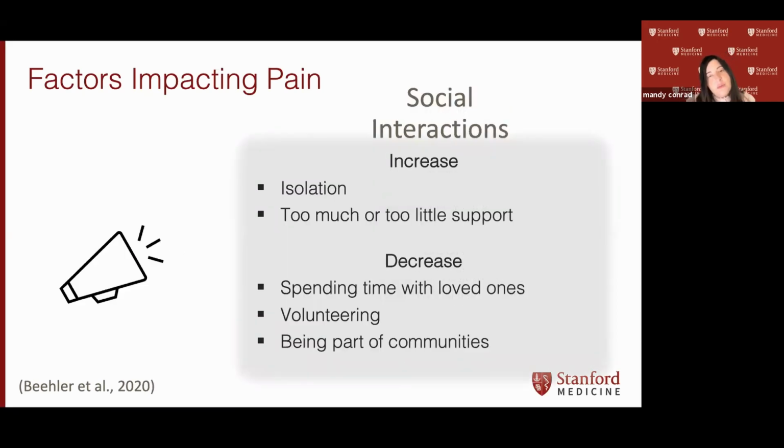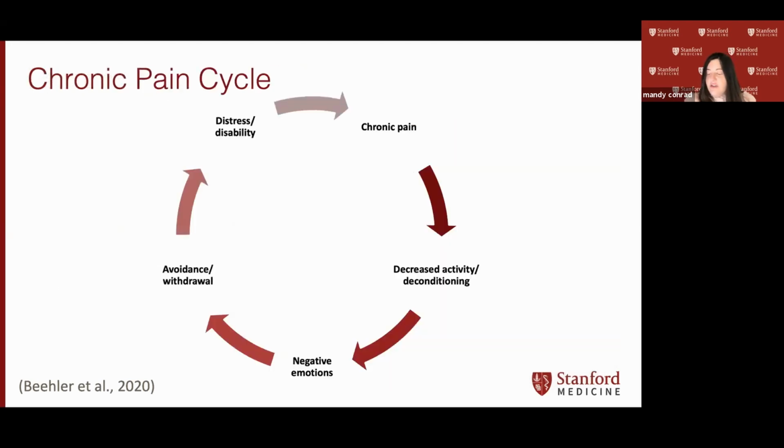Socially, too much support or too little support can make it feel worse. And of course, if you want to decrease the pain, spending time with loved ones, volunteering, and being part of communities can be very helpful. So I do just want to talk about the chronic pain cycle.